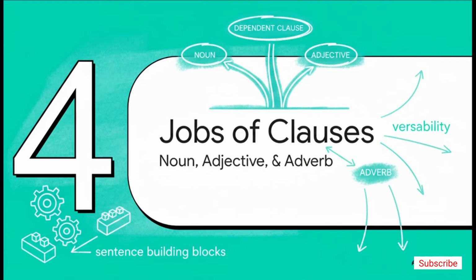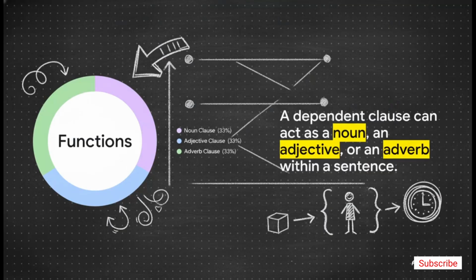So why are dependent clauses so incredibly useful? Well, it's because they are so versatile. They can actually take on the jobs of different parts of speech inside a sentence. Let's explore the three main functions a dependent clause can have. As this chart shows us, a dependent clause can act as a noun, an adjective, or an adverb. It's this amazing flexibility that lets us pack way more specific information into a single sentence. So let's take a look at each of these roles.